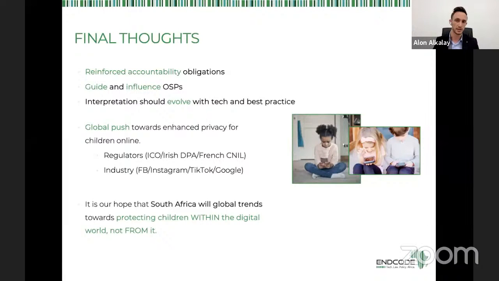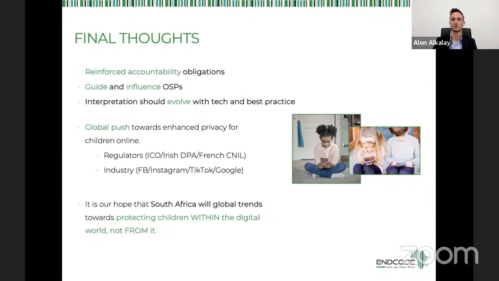We're also seeing industry take this a lot more seriously. Facebook, Instagram, TikTok, and Google, all of whom may in the past have neglected this area, are also recognizing the importance of doing things better. So it's really timeless, and we do hope that South Africa and the rest of Africa will follow these global trends and, importantly, protect children within the digital world and not from it.